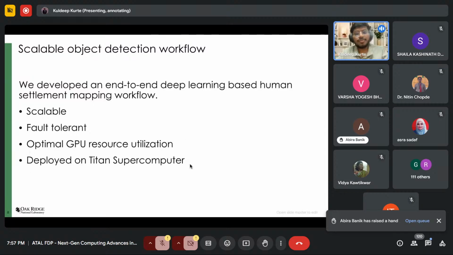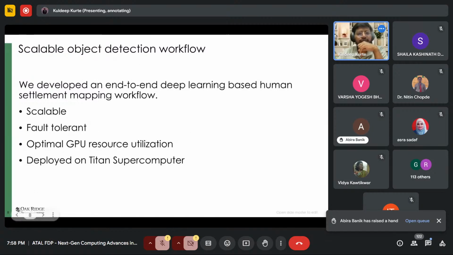Then deployed on a supercomputer. Basically, our main task was to develop this workflow, and we wanted to run it on the Titan supercomputer. These were the characteristics of the workflow that we initially thought about. There were many other characteristics, but these were the major ones that we built our workflow around.